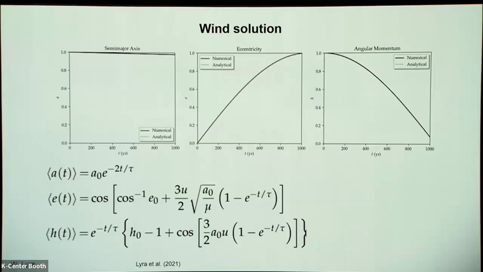So there we go. I calculated here what is the orbital solution if you have drag with this wind. So that's what you see here. You have a very slow loss of energy, so the semi-major axis is almost constant. Eccentricity quickly goes to 1, and then angular momentum follows. The eccentricity is quickly drained too. So that's what the solution looks like.